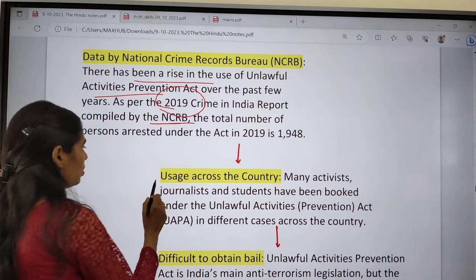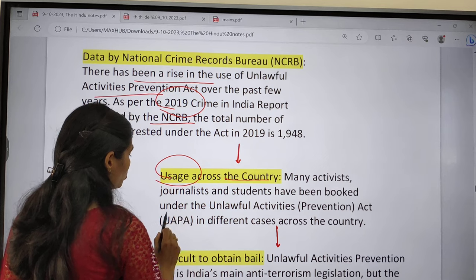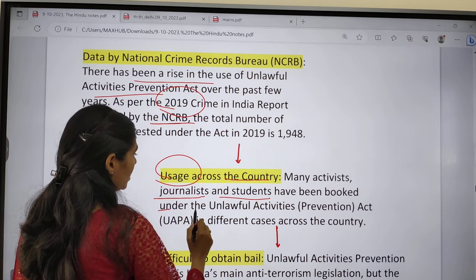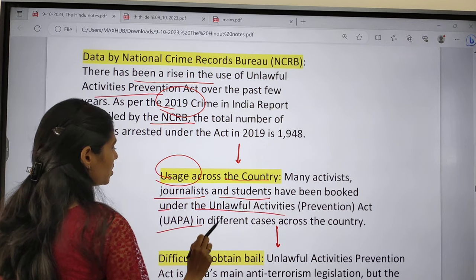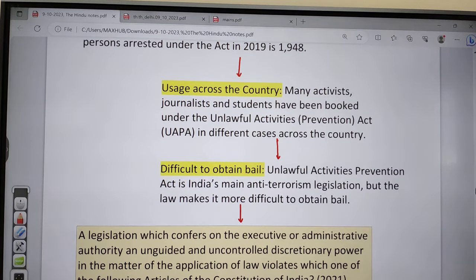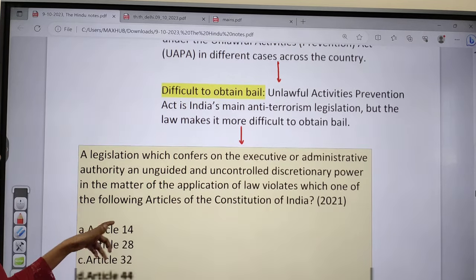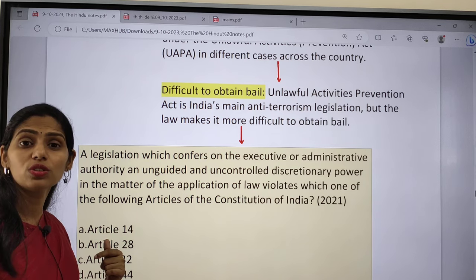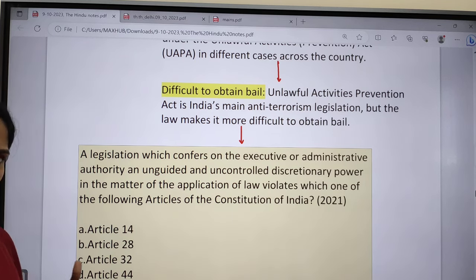And next one is, it is being used across the country. Many activists, journalists and students have been booked under this Unlawful Activities Prevention Act in different cases, so it is also one cause of concern. If any person is booked under this Act, it is very, very difficult to come out of the case. They will not even get bail. So these are some important concerns regarding this UAPA.